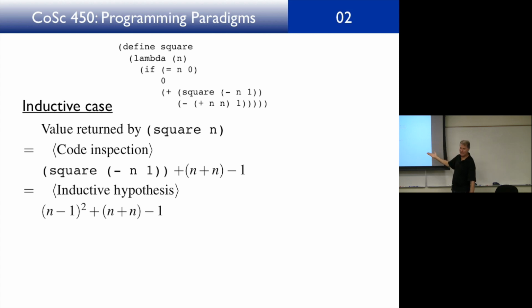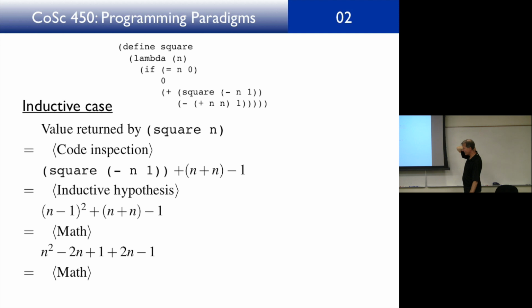And now what? But now by math, we can do what? Let's do it ahead. So what's n minus 1 quantity squared? n squared minus 2n plus 1. And what's n plus n? 2n. So that's n squared minus 2n plus 1 plus 2n minus 1. And now what? Equals by math the answer, n squared. And boom.